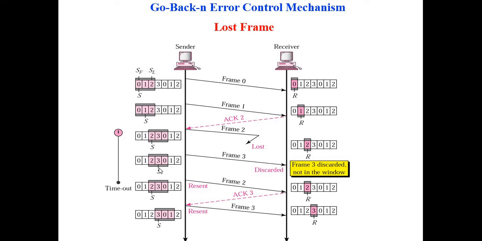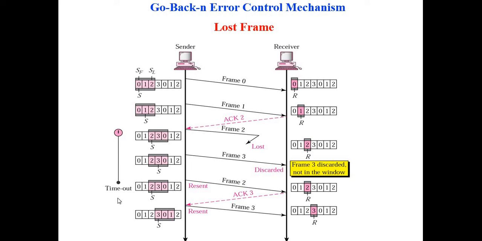By then it has sent frame 3 also. S becomes equal to 3 since cumulative acknowledgement is possible. It need not wait for an acknowledgement. S shifts to 3, frame 3 is transmitted. But R is expecting frame 2 only. The window size is 1 only. R is expecting 2 only. So it correctly discards frame 3.